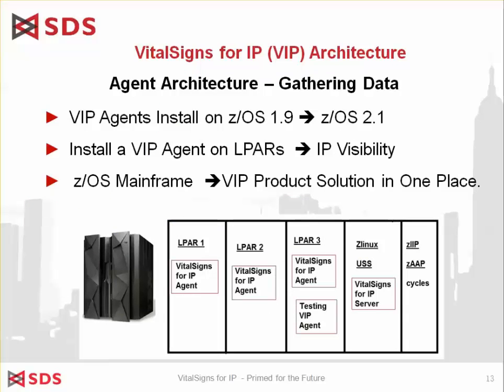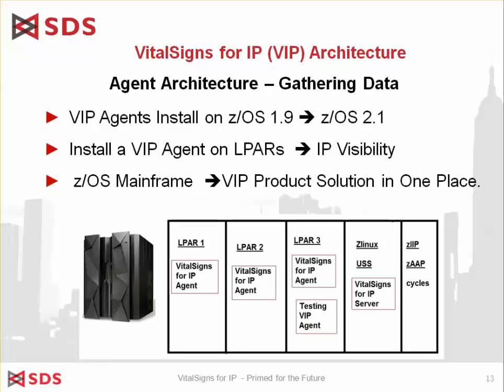Agents install on z/OS 1.13 through 2.1. You would install a VIP agent on all the LPARs where you want IP visibility, and wherever you require network and automation functionality. You can run more than one agent on the same LPAR if you desire. Perhaps you're doing some testing and you don't want to impact other users. Then you can consider running two agents on the same LPAR.